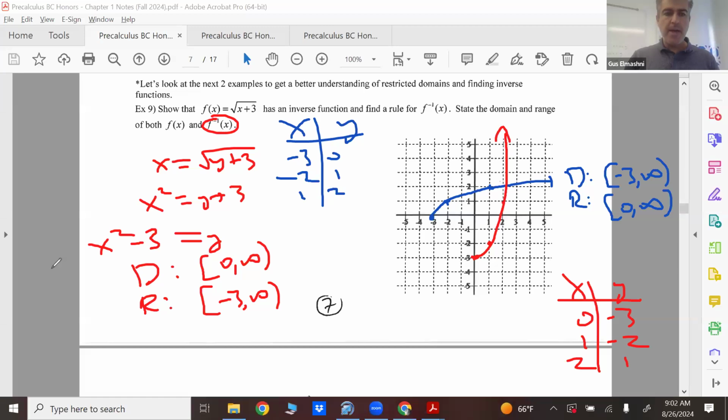And is it symmetric about y equals x? You bet. Totally symmetric about y equals x, 100%. And does that domain and range make sense? 100% it does too. So that's how you do it accurately.